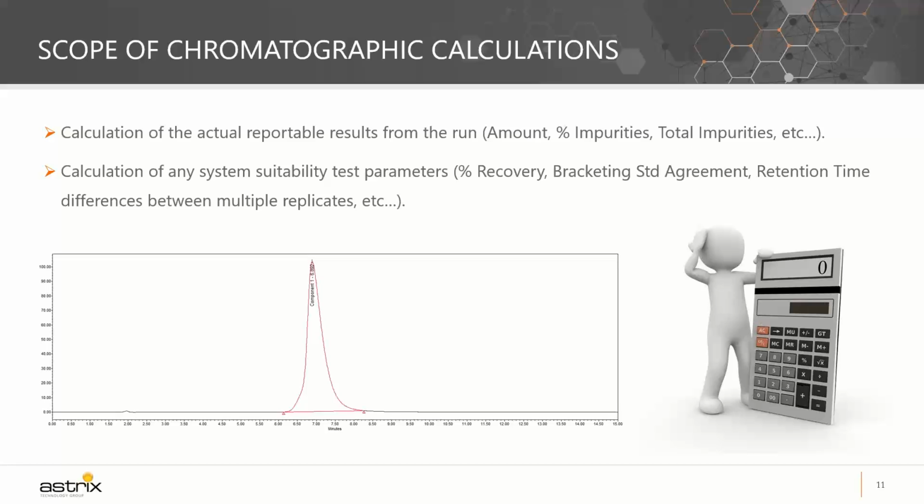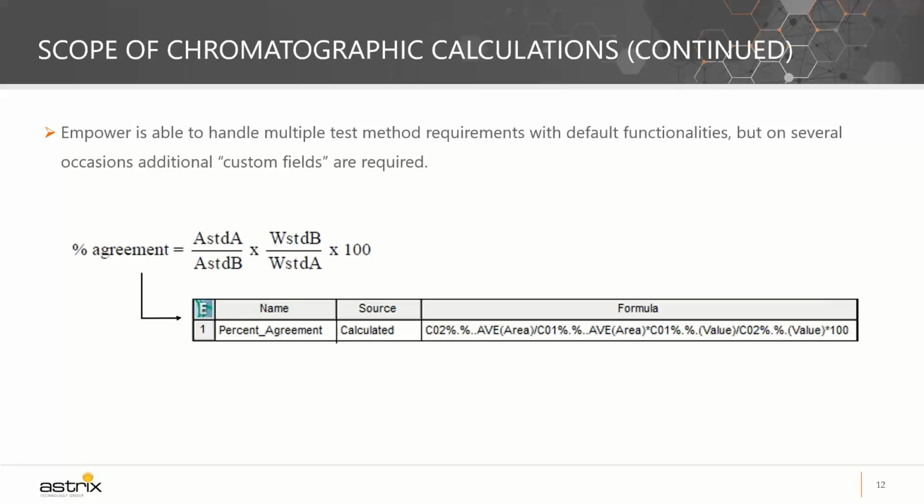The overall best approach is to keep all chromatography-related calculations in Empower, and ideally, we should try to focus on only having calculations that will generate numeric values built in Empower. We will expand on some of the reasons for this in a moment. Next slide, Marcelo.